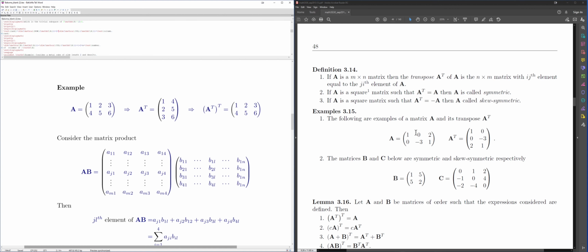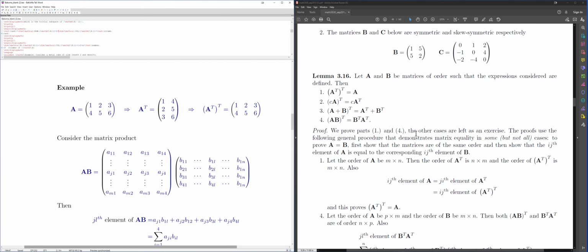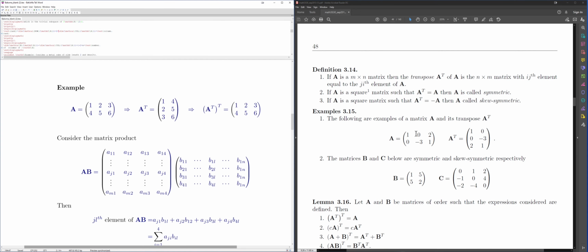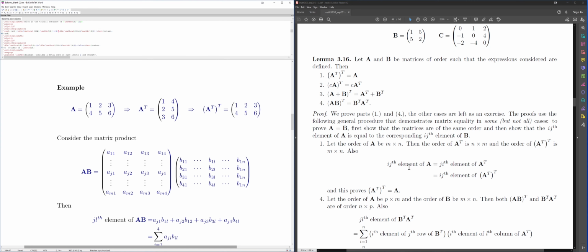So, for example, here, the ijth element, if I consider this one here, which is the 1 3 element, is equal to the 3 1 element of A transpose. So ij over here, where i is equal to 1 and j is equal to 3, is equal to the ji, which is 3 1, the third row, first column. So that's the definition of transpose.